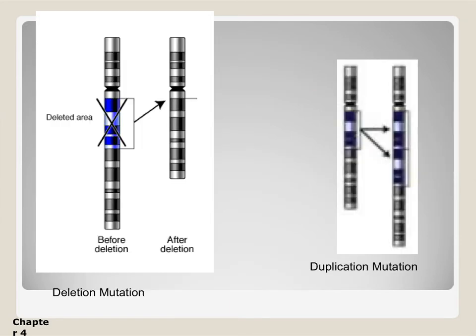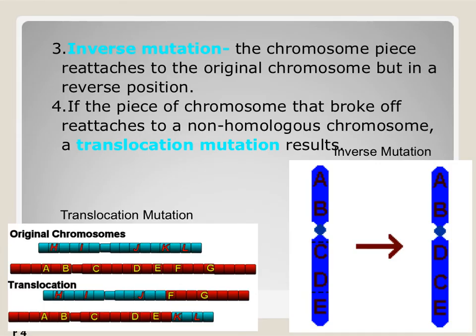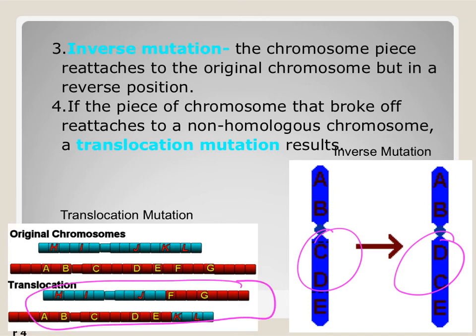So here you have a picture of a deletion mutation. We have before and after. If you notice, they just deleted part of it. And then in duplication, you had 1, and now you have that 1 in 2 spots. So it's been doubled. Then you have inversion mutation. Like I said, they flipped the letters there. It's flipped, but reattached in the reverse position. And then translocation is going to break off and reattach to a different chromosome. So it's going to be in the wrong place.